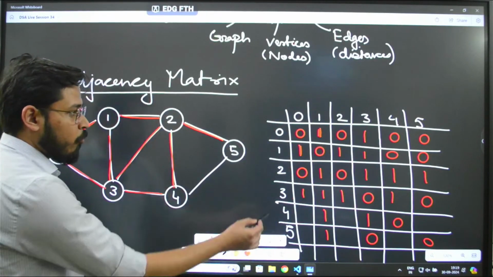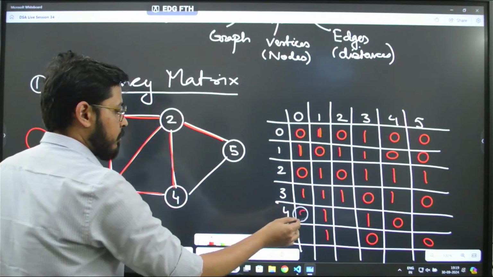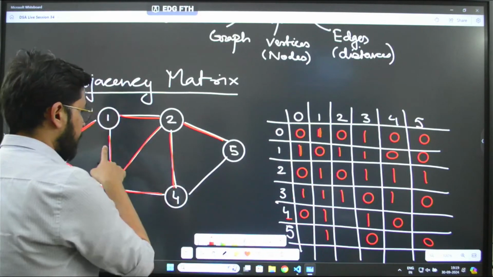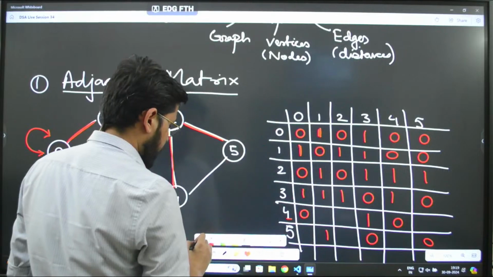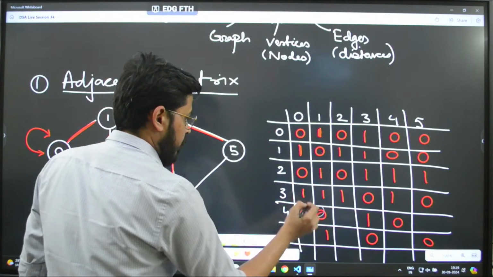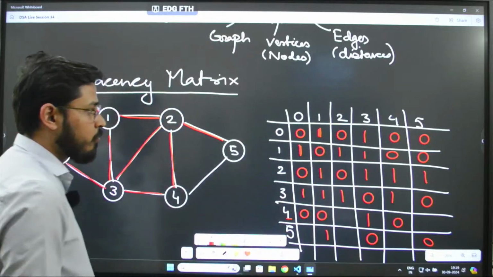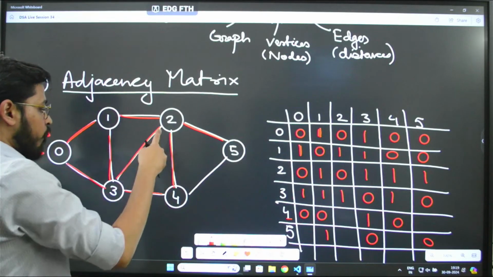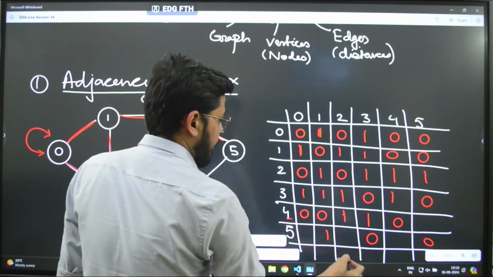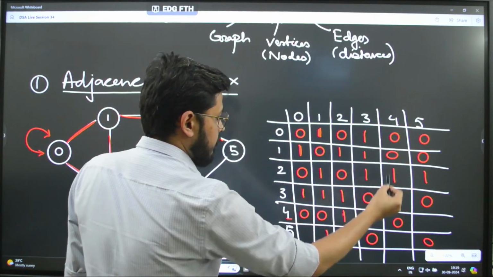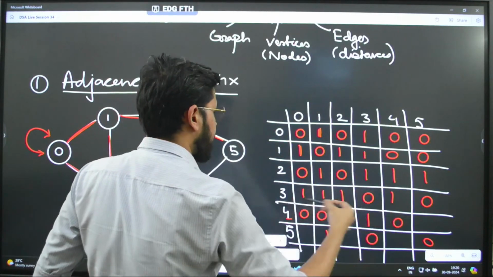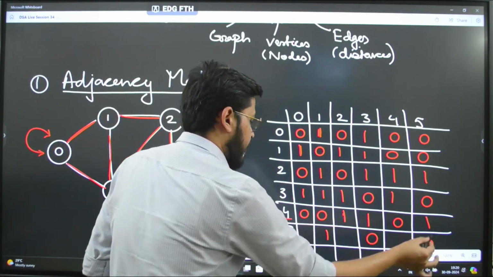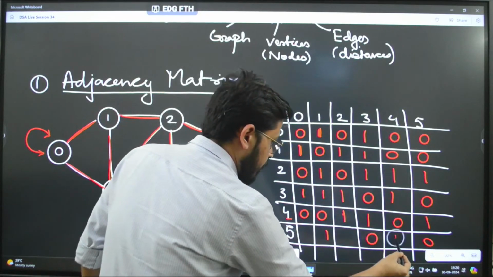Then if we talk about 4 to 0, 4 to 0 doesn't exist. 4 to 1 we have already seen, it doesn't exist. So this will not be there. That means 1 to 4 also doesn't exist. So 4 to 0 will not, and 4 to 1 will also not exist. 4 to 2, does it exist? Yes, it exists. Okay. Then 4 to 3 it exists, yes. 4 to 4 it doesn't exist. 4 to 5, yes, it exists here. That means 5 to 4 also will be existing.